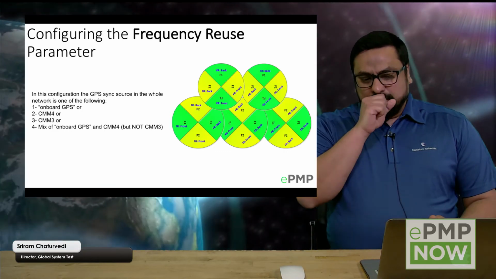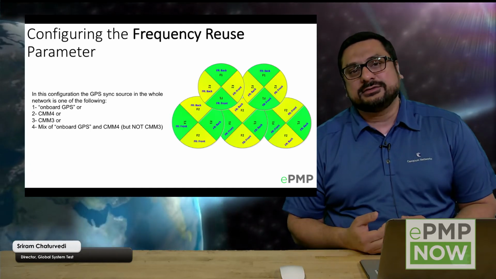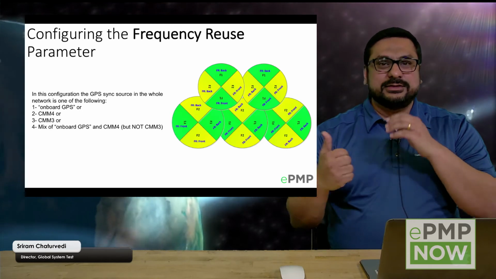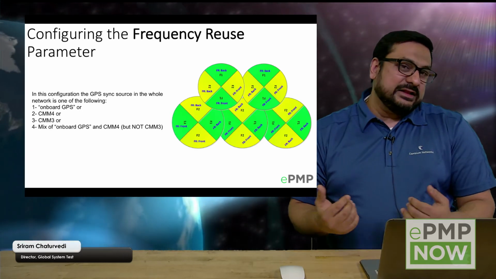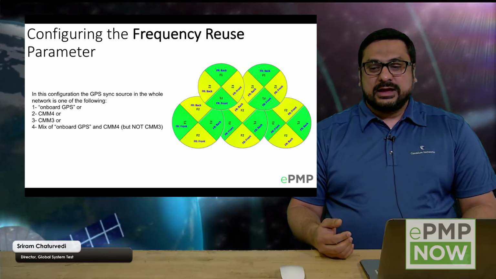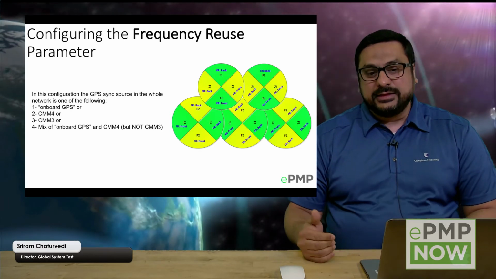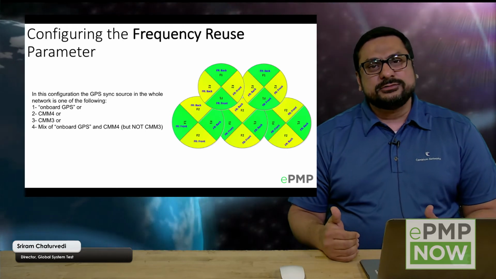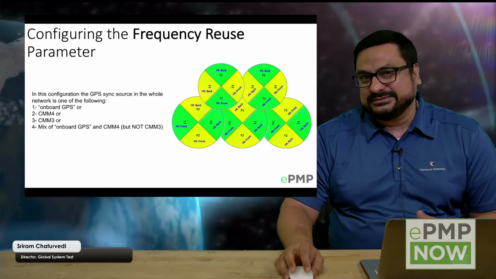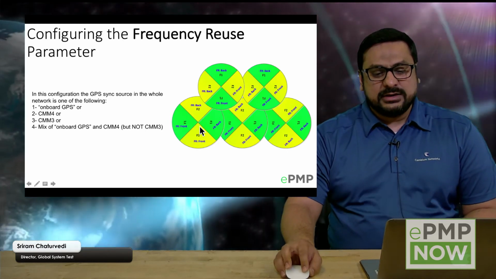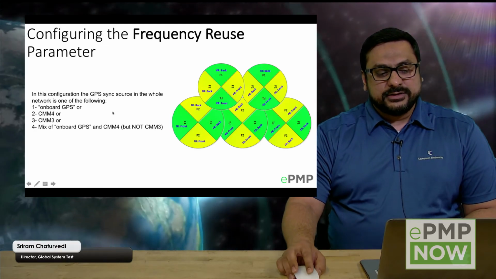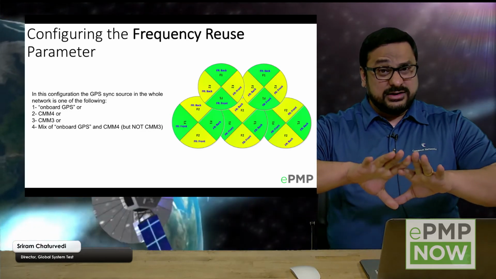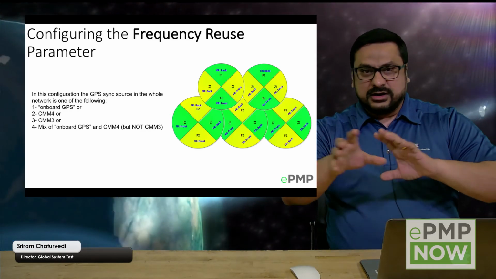First of all, I discourage customers from reusing frequencies on neighboring towers, especially when the APs are facing each other. But let's say you have some kind of terrain where you're able to do that. It is still recommended that you follow certain rules in terms of setting the front sector and back sector frequency reuse parameter. So for example, if you're using an onboard GPS or a CMM4 or a CMM3 consistently across your network, you're not mixing and matching.